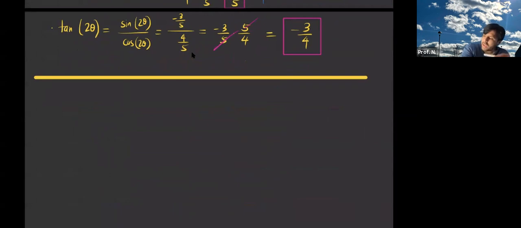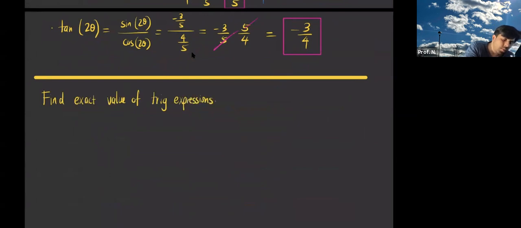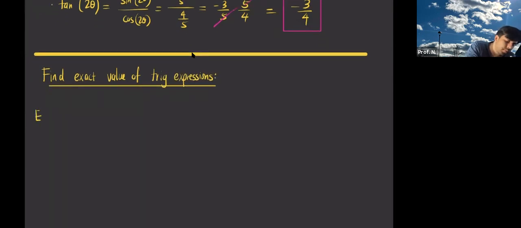So once we have the double angle formulas, I want you to find the exact value of trig expressions. Now, this is when we have inverse trig that pops up again. Yep, inverse trig makes an appearance again. So what is sine of twice cosine inverse of 7 over 25?